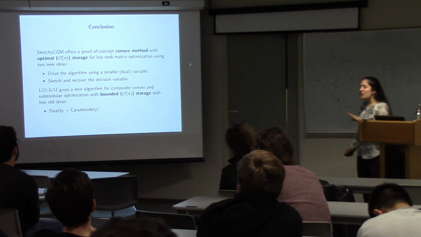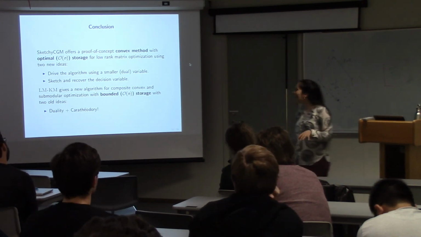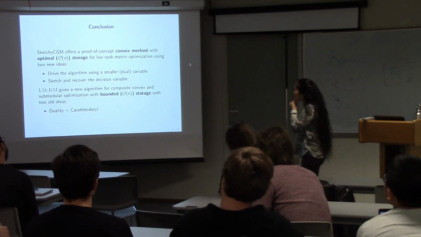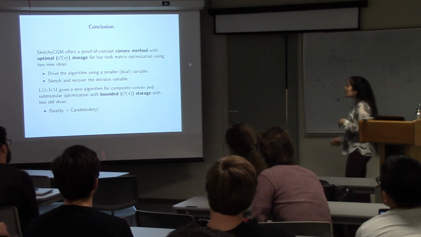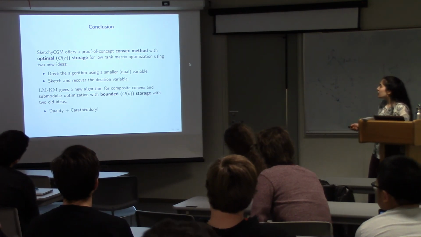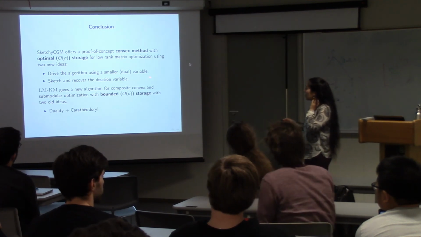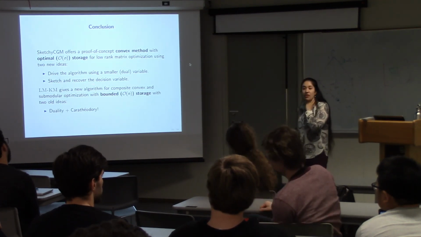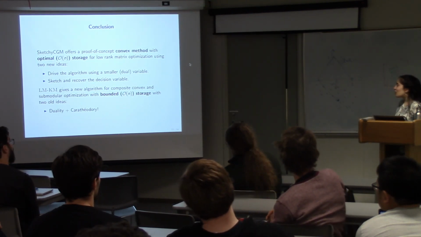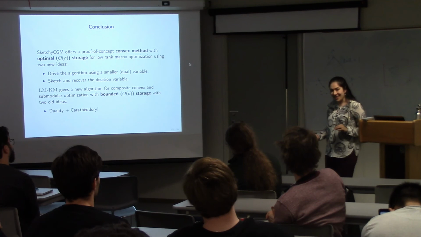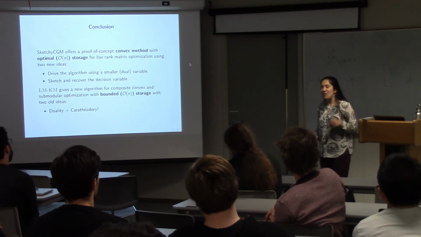Cool. Okay, so I've just given you a very math-heavy talk. Thank you for bearing with me. I showed you 2 convex methods that get better storage than you might expect. Sketchy CGM got optimal storage using 2 kinds of new ideas. One is writing an algorithm using a smaller dual variable, and the other is to sketch and recover the decision variable. Whereas the first method I showed you gave a bounded storage algorithm using 2 very old ideas, duality plus the Pythagorean theorem. Thank you.